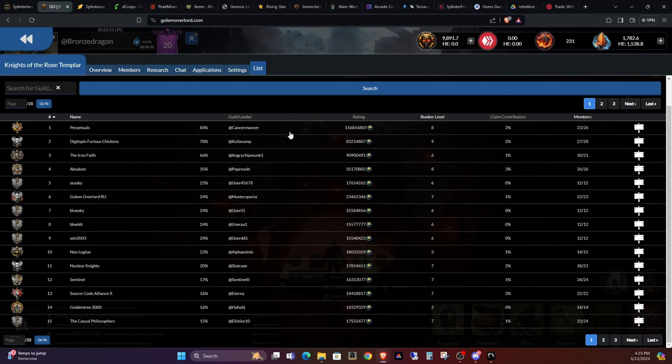You can see that the Perpetuals, who are the number one guild, are at level 8. And then there's one other in the top 15 that I see here that has a level 8. And then Digit Spin Furious Chickens do have a level 9, so they're ahead of us. But for one of the smaller guilds, ranked at 22, I'm pretty happy that we're at bunker level 8.